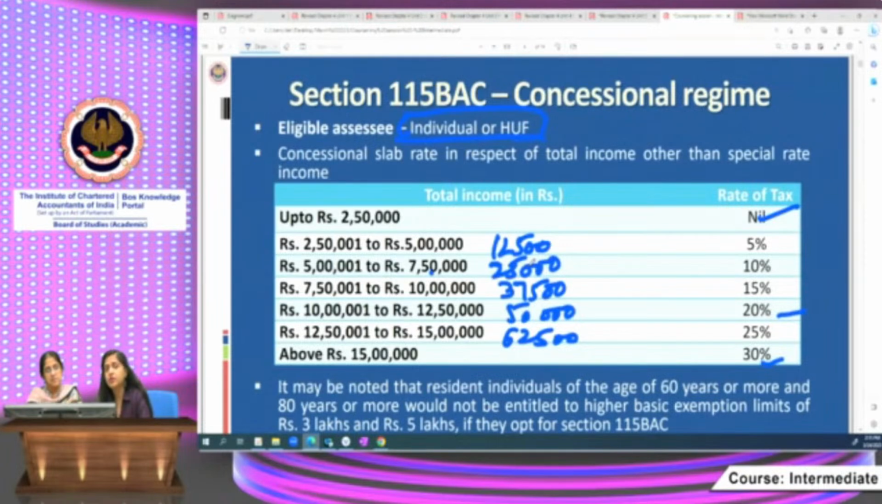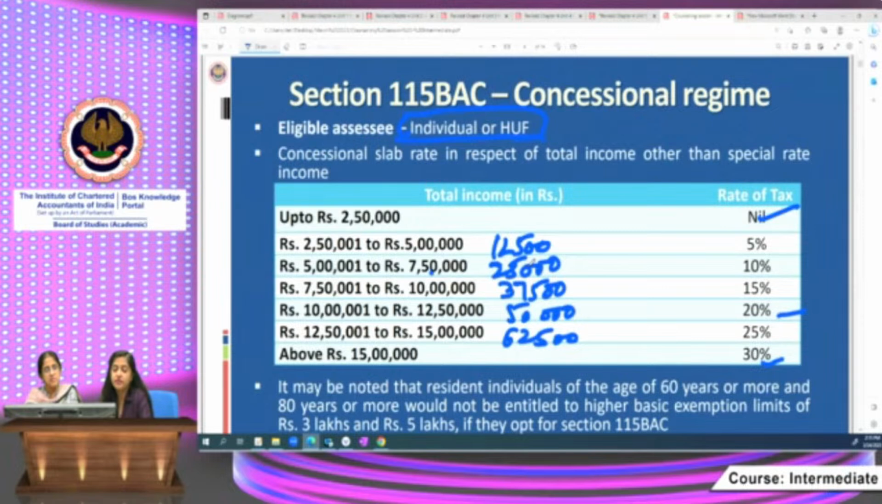In respect of your special rates of income, like suppose you have LTCG under Section 112, or LTCG taxable under Section 112A, or short-term capital gain under Section 111A, in that case, the slab rate will not be applicable. The special rate, which is under that section, that is applicable. It means 10%, 15%, 20% under 112, 111A, 112A, that will be applicable in the concessional regime also.